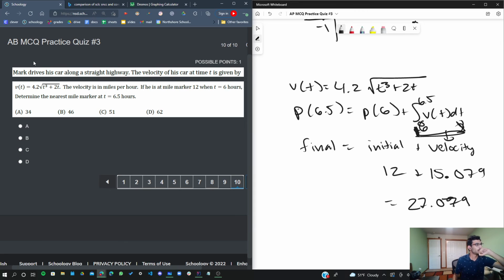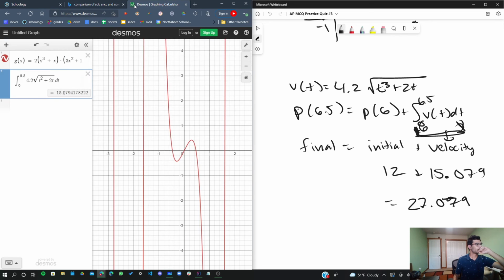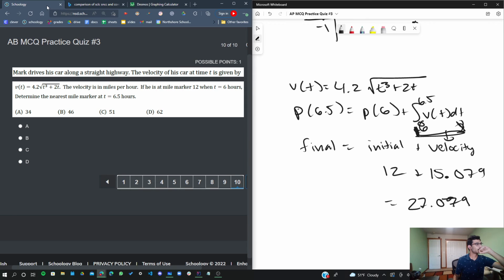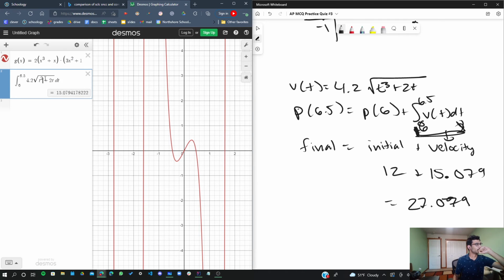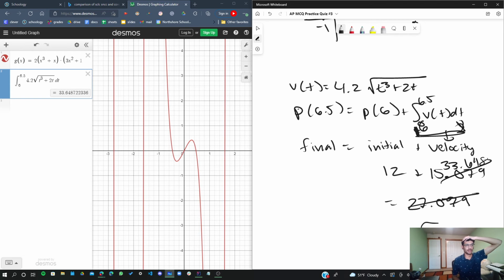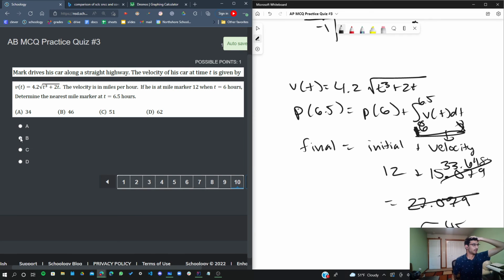No. Am I doing something wrong? Oh, I said t squared. It's t cubed. So that changes everything. So I have 33.648, then add 12 to it. That's around 45, 46. So that's around 46.